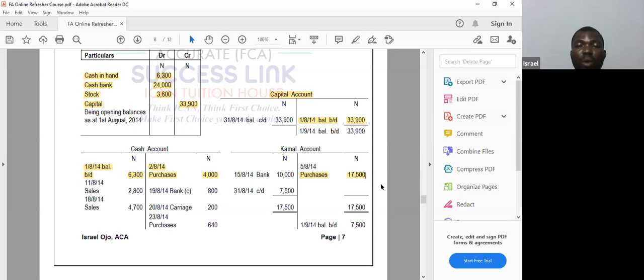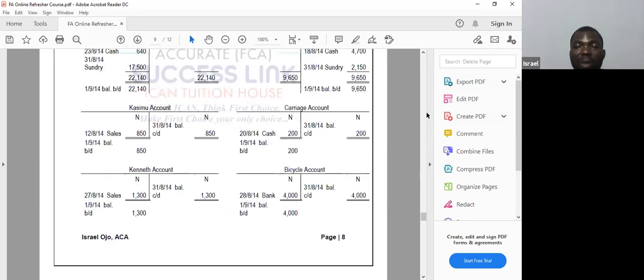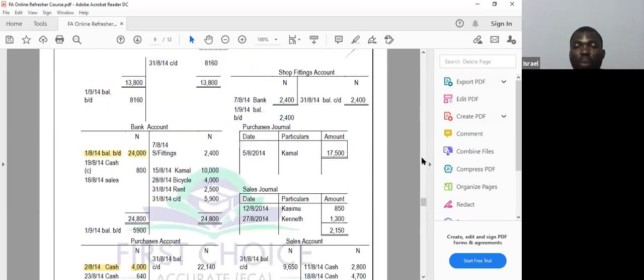Then the second layer: for now, we're not going to put those into our purchase account. We're going to open a journal and post it under the journal. We call it the purchase journal, or another name given to it is the purchase day book. So we hold the information there. Then at the end of the month, we add everything under the purchase journal together and post it into the appropriate account.